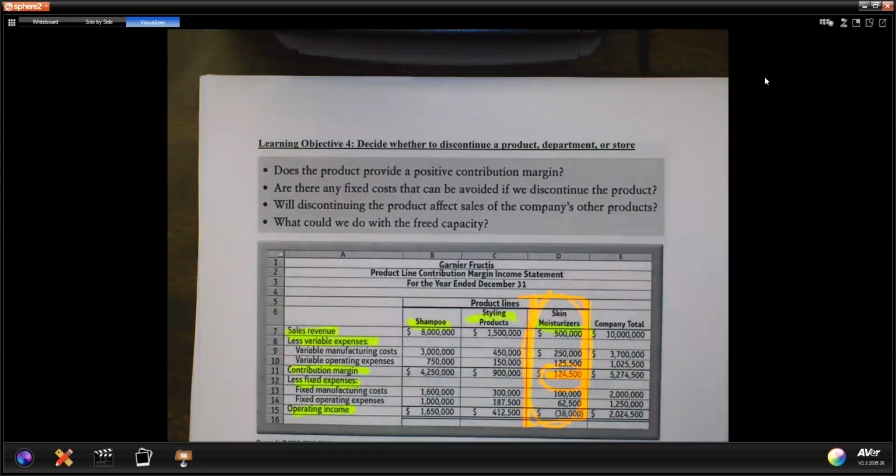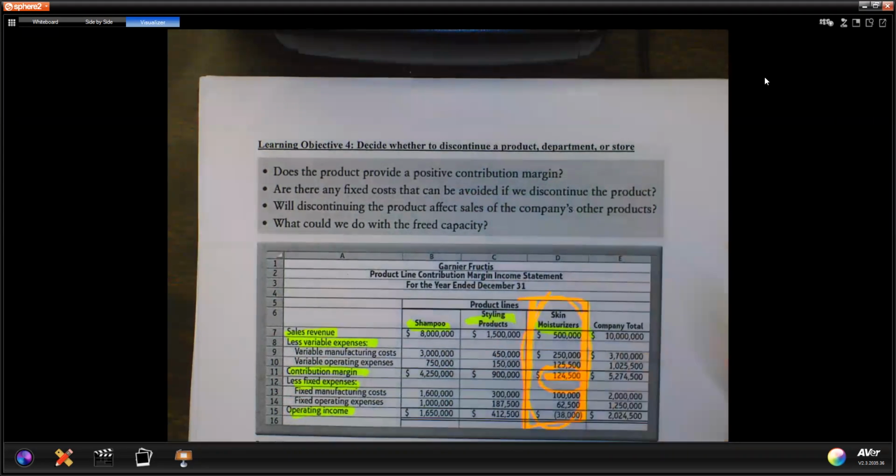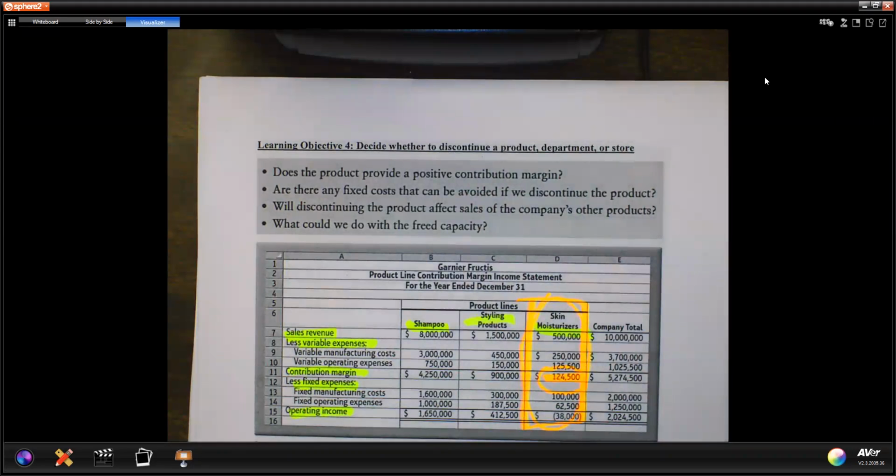So in this video, I will talk about the second situation where we can use our relevant information for decision making. The second one is we decide whether we should discontinue a product, department, or store. Basically, if you discontinue your product, you can save some money, but you will lose some money. So we try to find out whether the incremental saving will be more than the incremental loss. If you can save $30, but you will lose $20, then definitely you should shut it down because overall you will get $10 more, right? So that's the general idea.